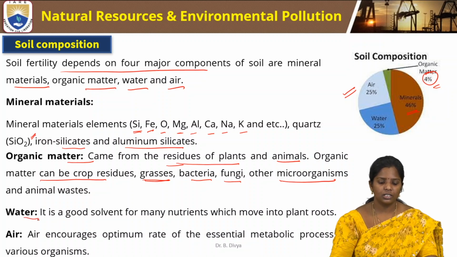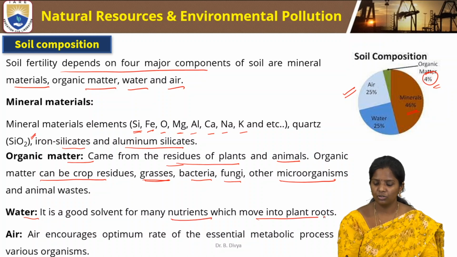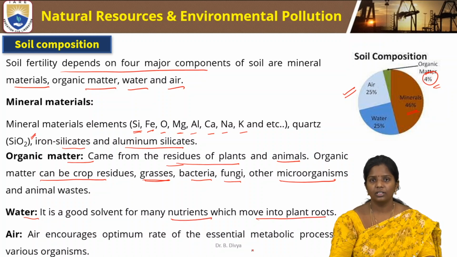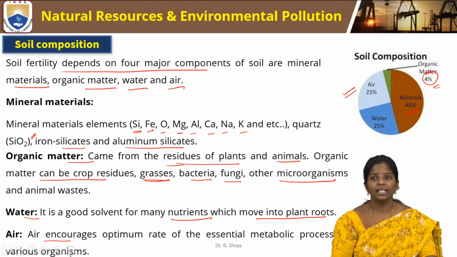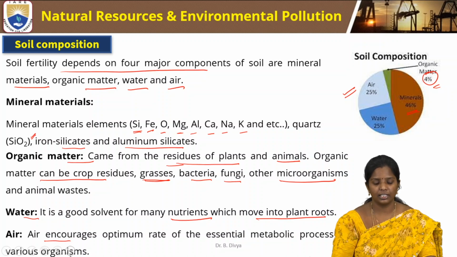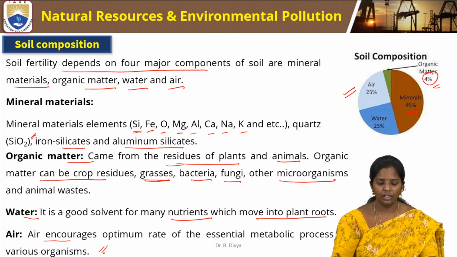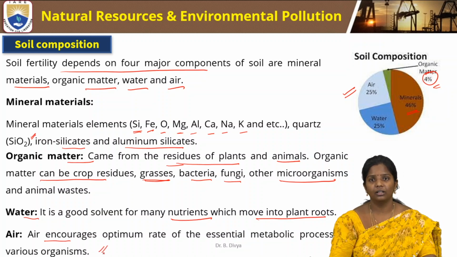Then water, it is a good solvent for many nutrients which move into the plant roots. So water is present in the form of moisture in general for the soil. So that is why we have to keep on watering the plant for good growth. So air encourages the optimum rate of essential metabolic processes that take place in organisms. So even in the plant, the air that is present in the soil is consumed.